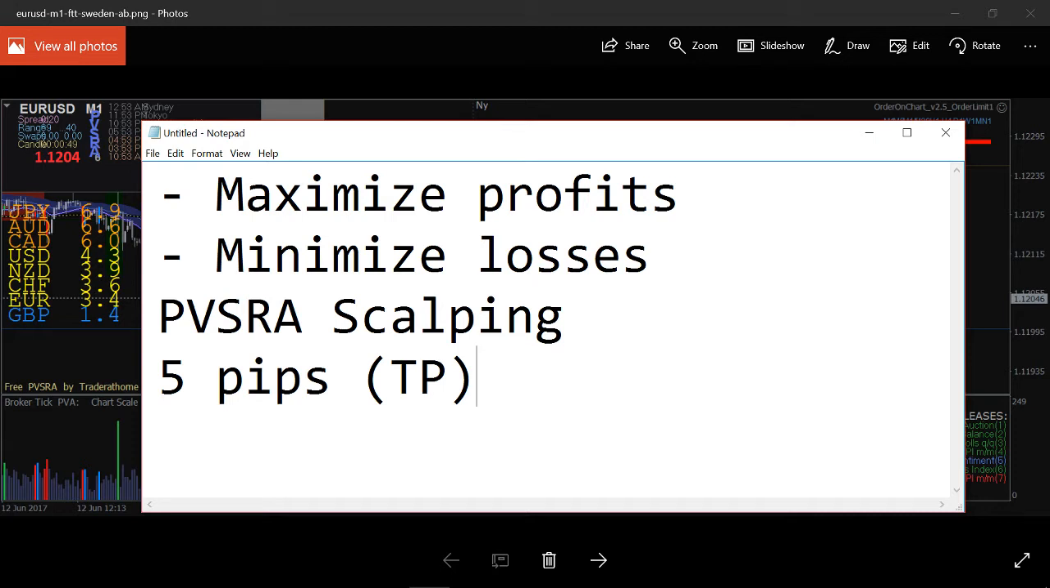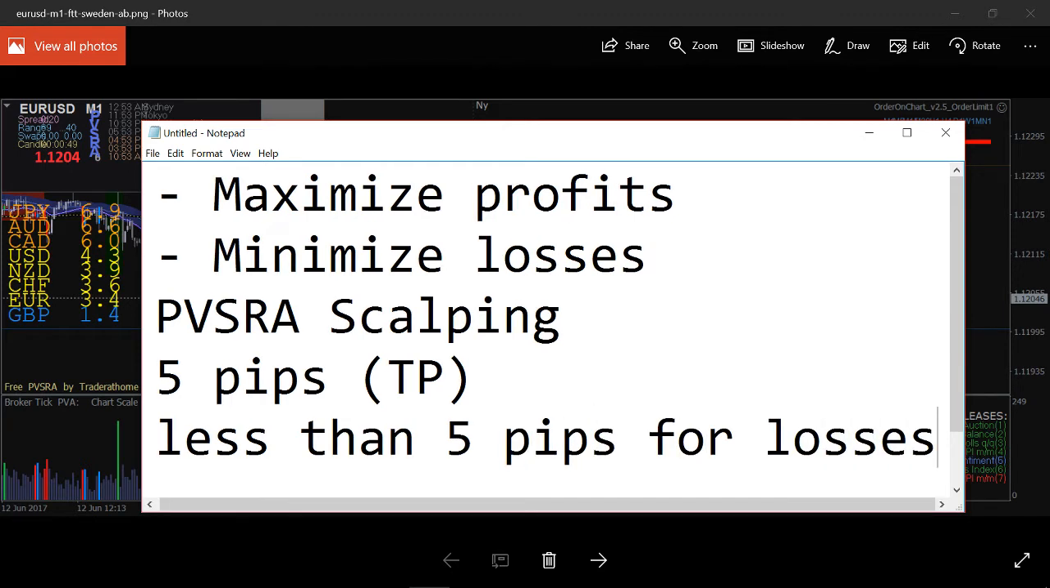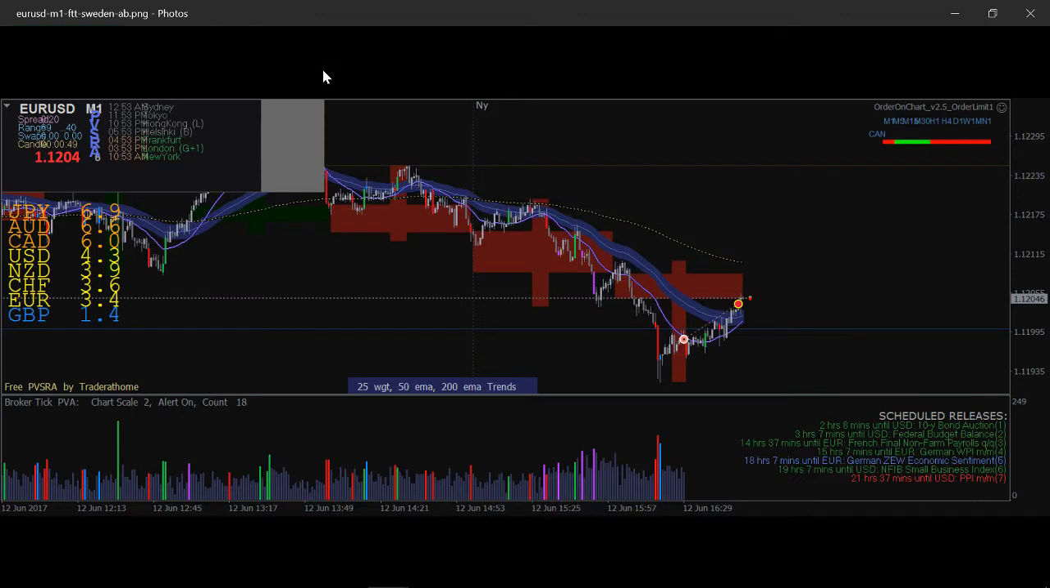If you target 5 pips, you want to minimize your losses, so you want to lose less than 5 pips. That way, when you are correct, you make 5 pips, and when you are wrong, you lose less than 5 pips. So you lose like 4 point something, or if possible, even less than that. So how do you minimize your losses?